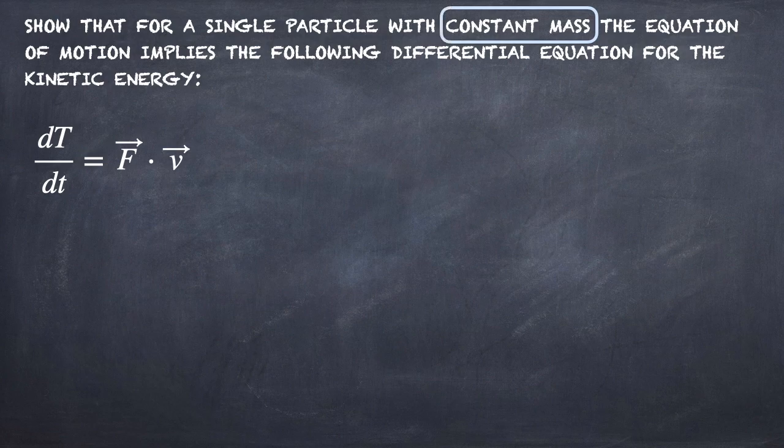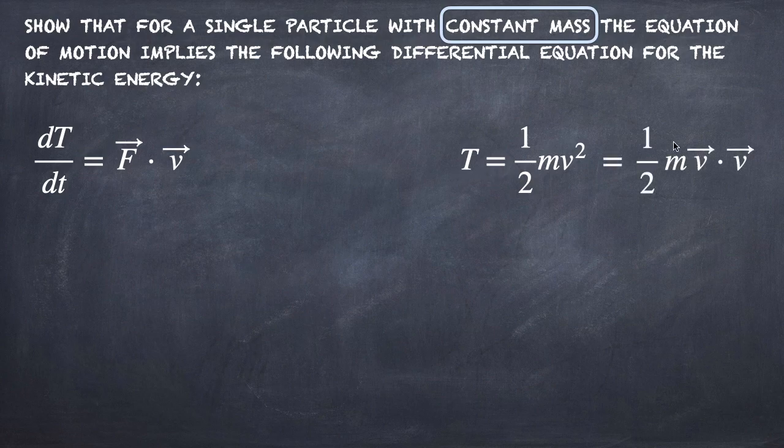We are in the scenario with constant mass, and the kinetic energy is defined as 1 over 2 mv squared. But since on the right-hand side of the equation we do have a scalar product, let's write the kinetic energy as a scalar product as well. So this is 1 over 2m and the scalar product between v and v, v dot v.